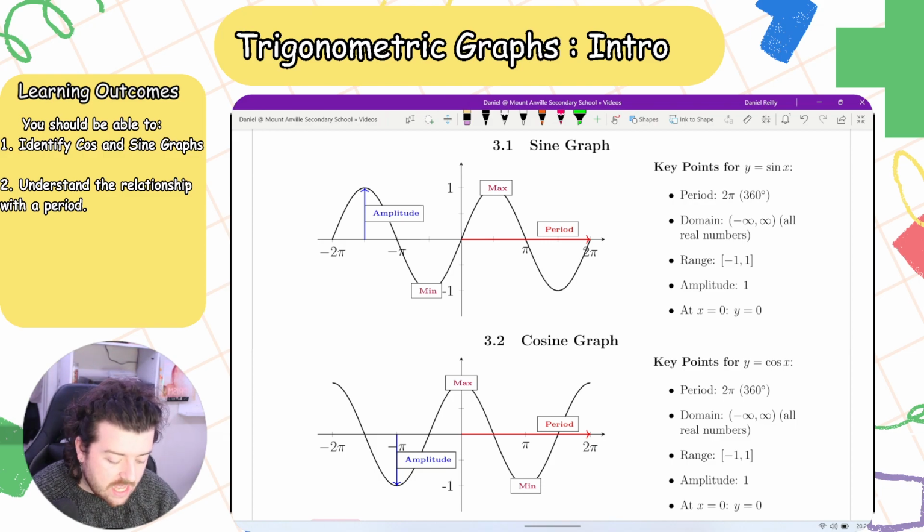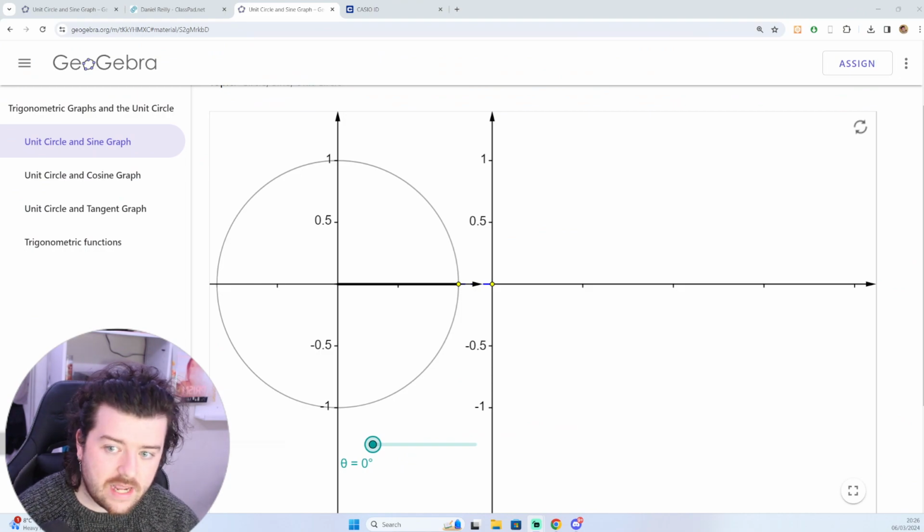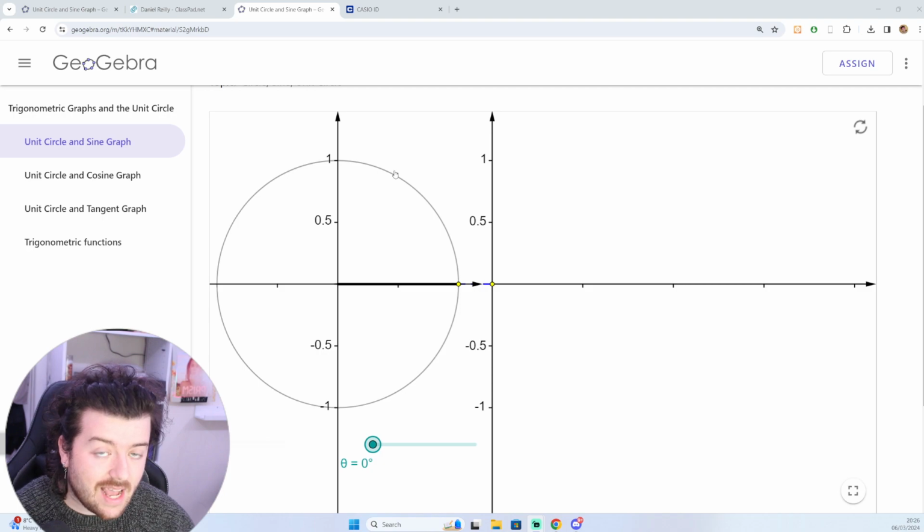But before I delve too deep into these graphs, I want to show you where we got them from: the unit circle. So if you will join me. Right, so this is our unit circle here. Remember, a unit circle is 1 unit in radius, and every point on the circle can be written as cosine of the reference angle.